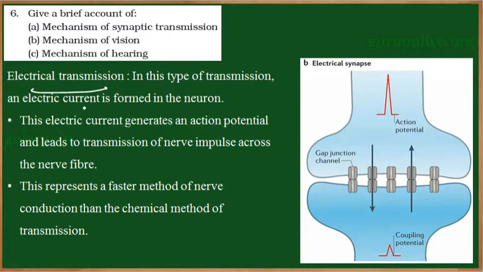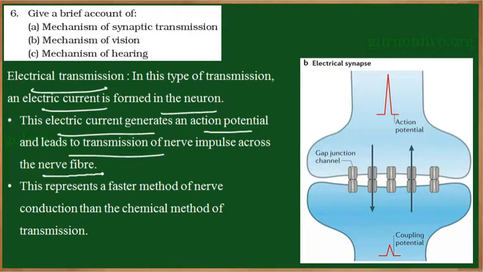It is a type of transmission where an electric current is formed in the neuron. Here, the electric current generates an action potential and leads to the transmission of nerve impulse across the nerve fiber. This is the fastest method of nerve conduction when compared to chemical.